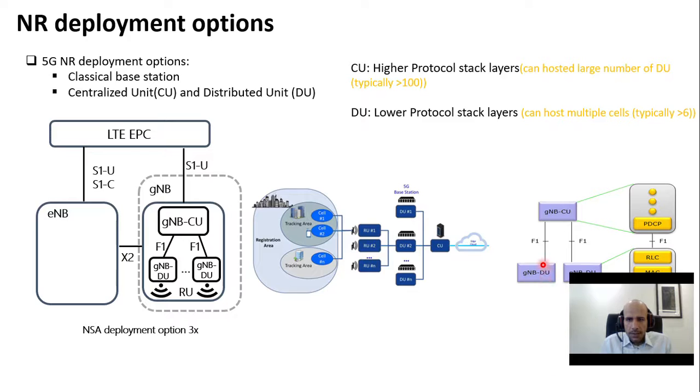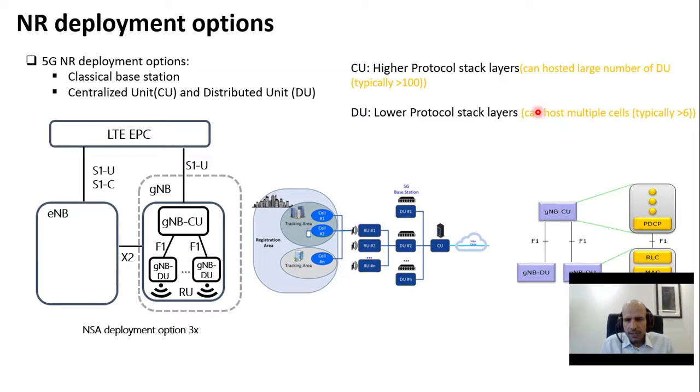The centralized unit accommodates the higher protocol stack layers and controls the operation of one or more gNode B DUs, while the distributed unit accommodates the lower protocol stack layers and hosts the RLC, MAC, and physical layers of the gNode B. Also, its operation is partly controlled by the gNode B centralized unit. A single centralized unit can host a large number of distributed units, typically greater than 100, while each distributed unit can host multiple cells, typically greater than 6.